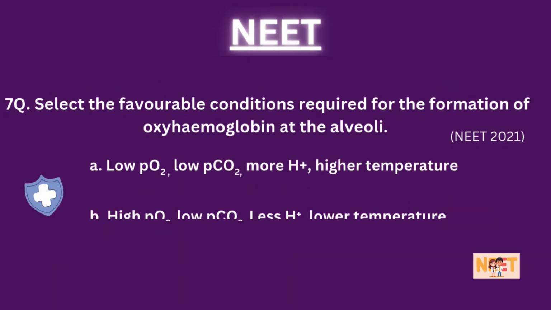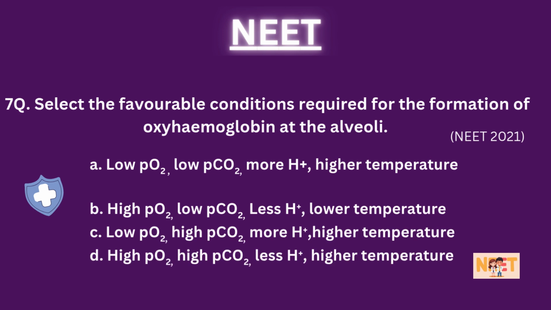Seventh question. Select the favorable conditions required for the formation of oxyhemoglobin at the alveoli. A. Low PO2, low PCO2, more H+, higher temperature. B. High PO2, low PCO2, less H+, lower temperature. C. Low PO2, high PCO2, more H+, higher temperature. D. High PO2, high PCO2, less H+, higher temperature.